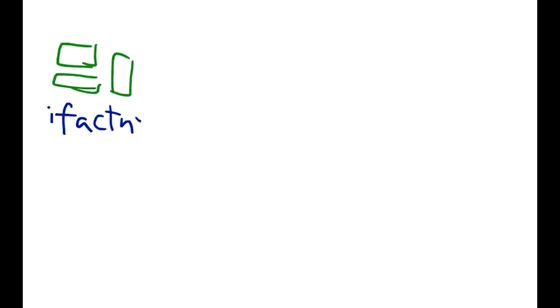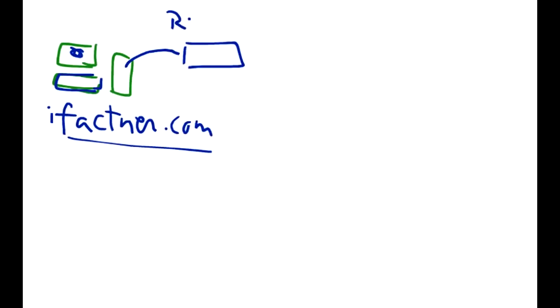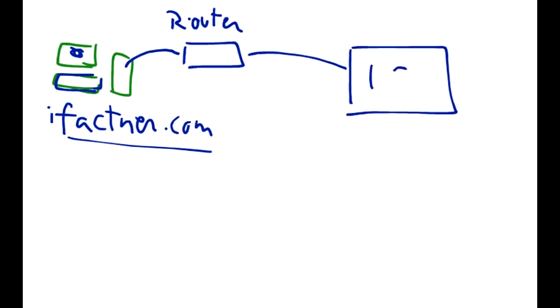We take an example of our web server. Let's suppose we are a client and we would like to visit a page on ifectioner.com. On our browser, we type it in and we get a result. How does this all work? We are a client, we are connected to, let's suppose, a router, and our router is connected to our ISP, Internet Service Provider.